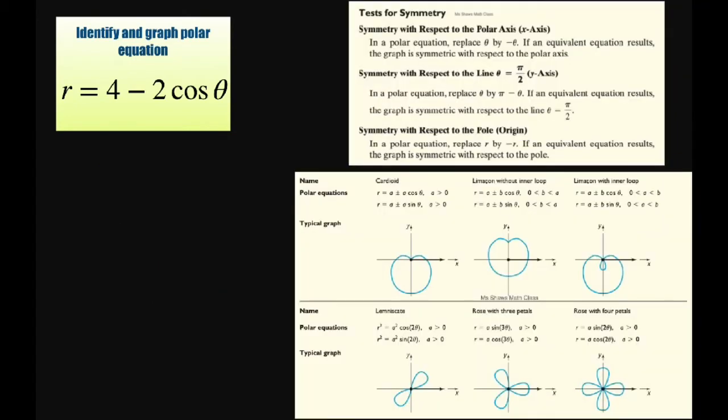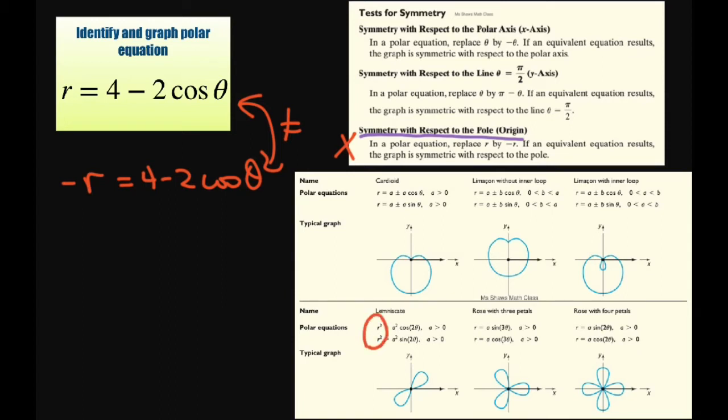All right, and the last test is, is it symmetric to the pole? This is the easiest test, and you just substitute your r with negative r. And it doesn't equal, so this test fails. The only time the origin test will pass is if your r is squared. And that's what the Limacon thing here.